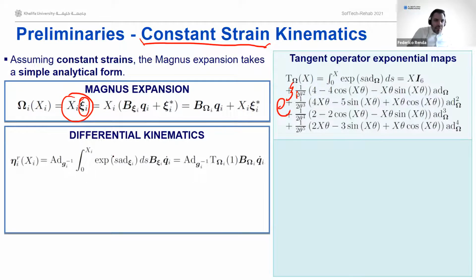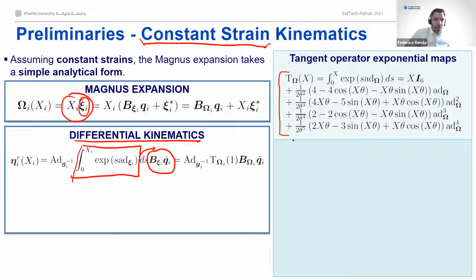Now, this assumption on the differential kinematics has two consequences. One of them, as I already said, is that the strain is constant, so you can pull it out of the integral. The second consequence is that there appears this integral here, which is called the tangent operator of the exponential map. It is another nice operator of SE3, which has been computed by people much smarter than me, and you can find it in books.